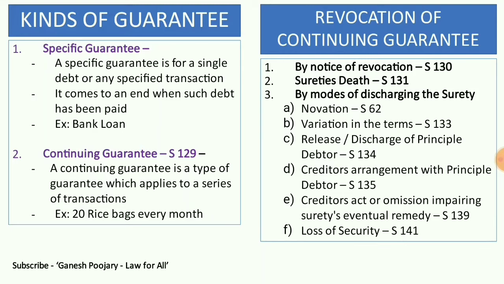Whereas the second type of guarantee, that is continuing guarantee, which is discussed under section number 129, is all about a guarantee which applies to series of transactions. Now under specific guarantee, it is limited to a single debt or any specified transaction, whereas under continuing guarantee, it is for series of transactions.